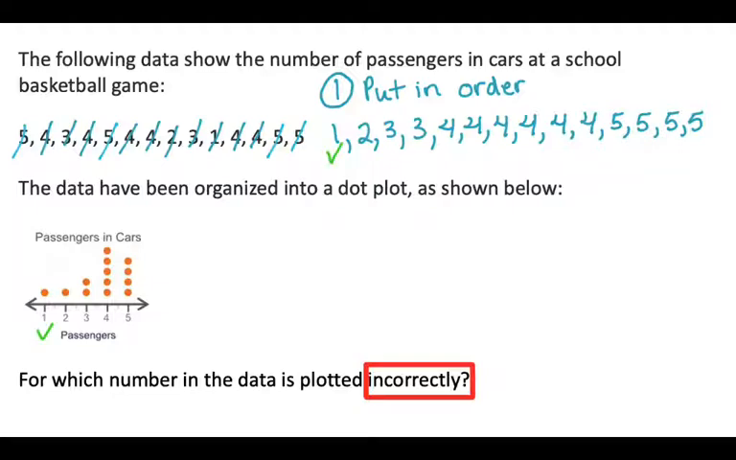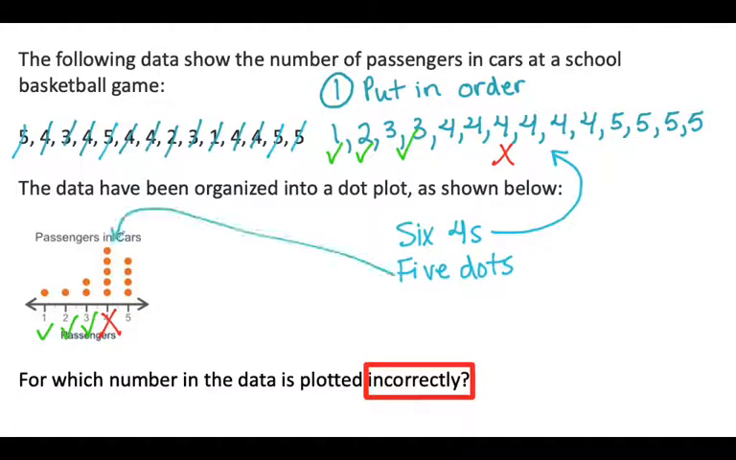So I can see that it is correct if I give a green check mark for the number of dots for the first one, which for 1, there's only 1. For 2, there's only 1. For 3, there's 2. For 4, there's 5. But we have 6 4s in our list. And for the last one, there are 4 5s and there are 4 dots. So you can see we should have had 6 dots on the dot plot and we only had 5.